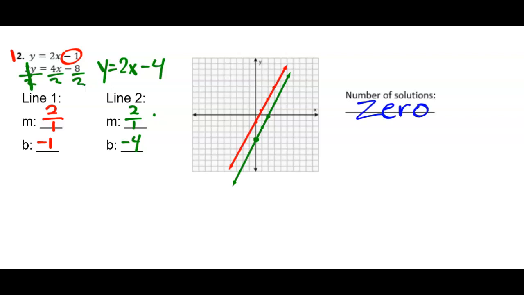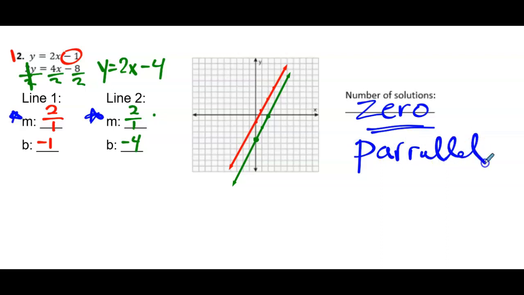Okay, I'm hoping on this one you noticed that these both had the same slope. And we learned last semester that when things have the same slope, they're parallel. So I'm going to have 0 solutions because they're never going to cross. And they are parallel lines. All right, let's move on to the next one.